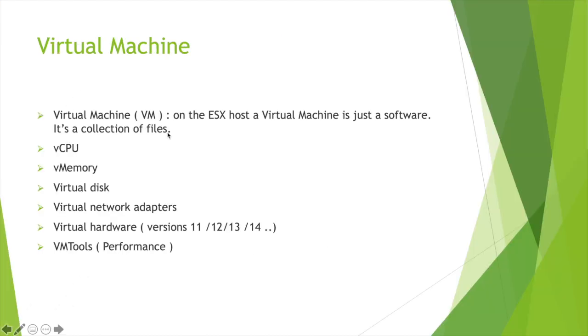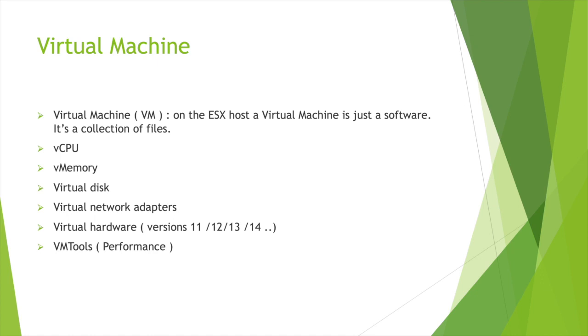Okay, so a virtual machine, VM, on the ESX host is just software. It is a collection of files. In general, ESX is a Linux based software which runs on the bare metal. So when you create a virtual machine and you power it on, creating a virtual machine is basically creating a file on a Linux based machine, which is the ESX host. When you power it on, it basically runs as a process, so it runs as software on the ESX host. Does it make sense? Yeah, so that is why it is called a virtual machine. It's not a physical one.